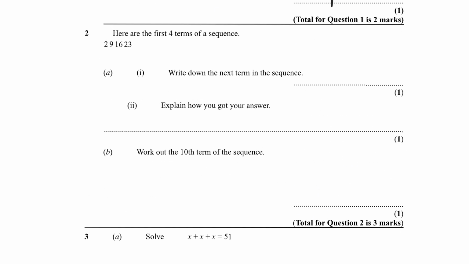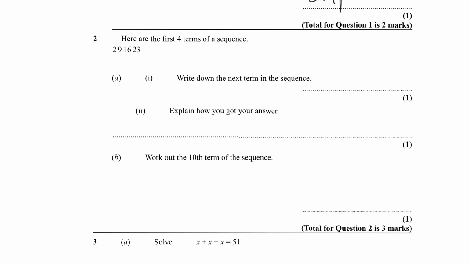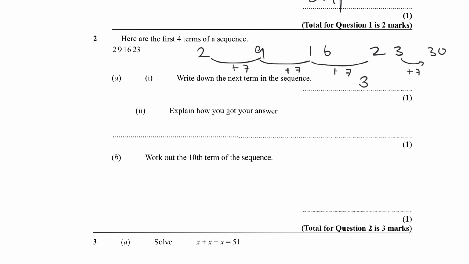And then having a look at question 2. Question 2 basically says that we have a sequence and it wants us to write down the next term. So this is how it should have actually been written out: 2, 9, 16, 23. In order to work out the next term, we first of all need to work out the difference between each term. It's been added on 7 each time, which means for the next term we need to add 7 onto 23, which would give us an answer of 30.